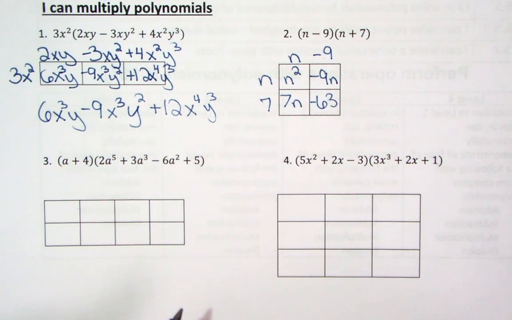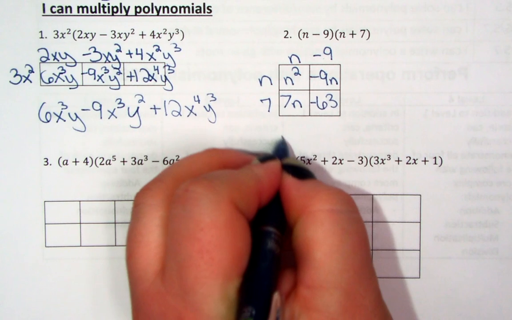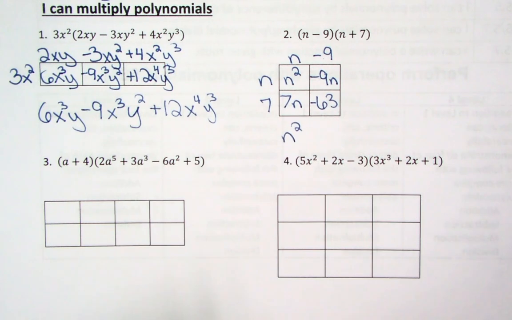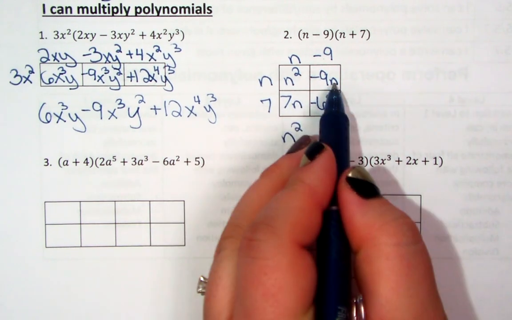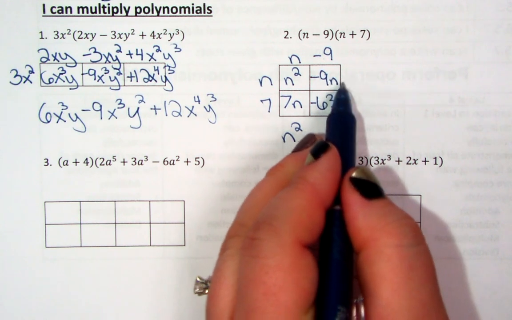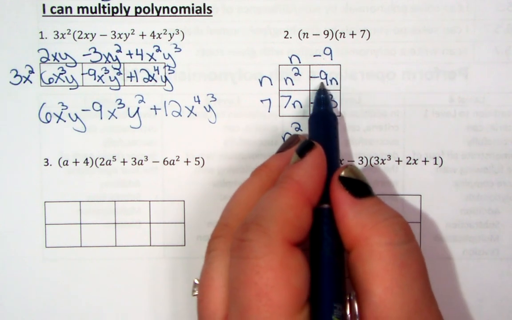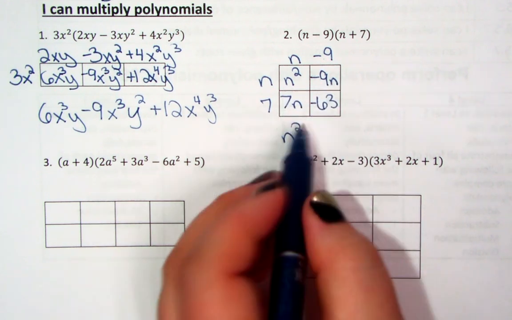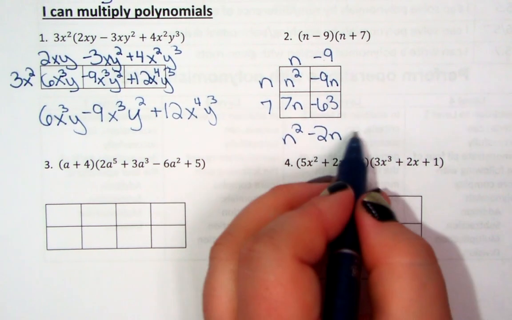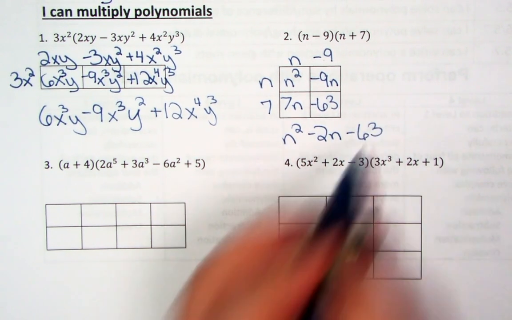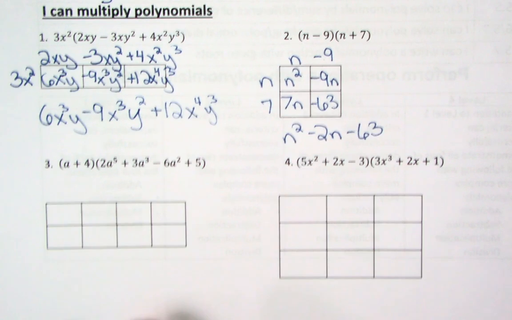Now it's time to look for like terms. N squared doesn't have any other like terms. 7n, there's a like term for it because it has the same variable and same exponent. So negative 9n plus 7n gives me negative 2n. And then negative 63 doesn't have a like term. So there's our solution.